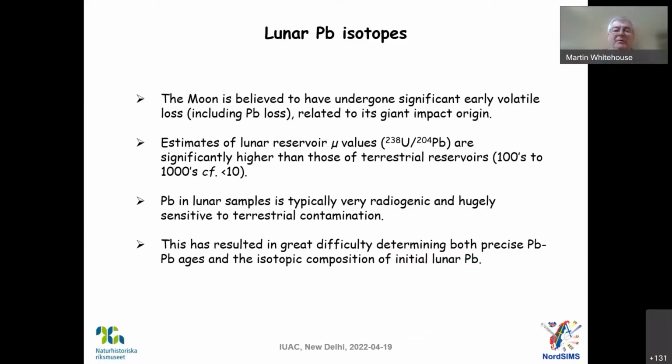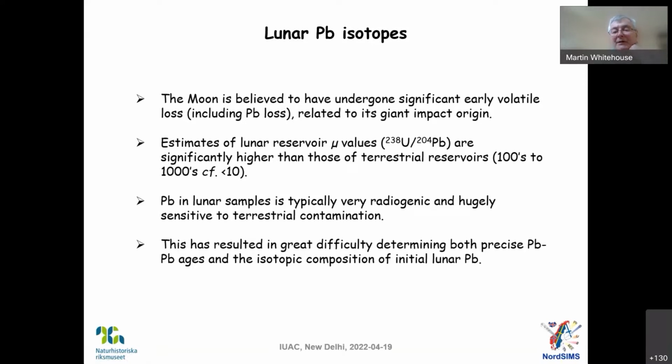But the problem with the moon is that we know that the moon, probably related to its giant impact origin, suffered a profound volatile loss early in its history, and that included lead. And so generally we expect lunar mu values, which is the 238-204 lead, to be significantly higher than terrestrial reservoirs. So typically lunar we think of in terms of hundreds or thousands in this ratio, whereas terrestrial reservoirs are around 10 in the mantle, at 8.